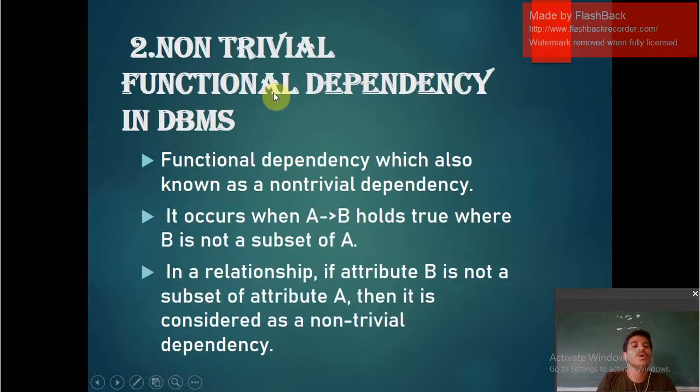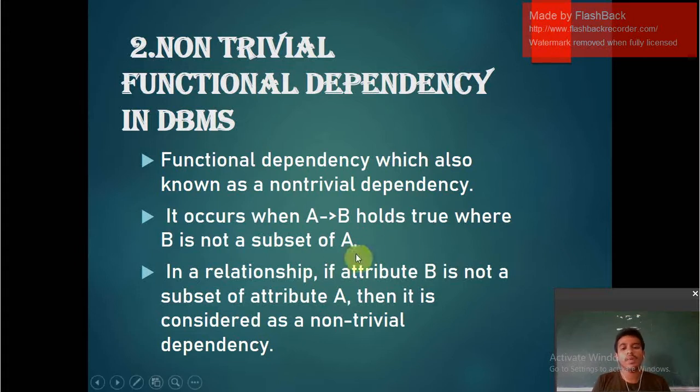And next, we are moving to non-trivial functional dependencies. So what is a non-trivial dependency? Before, we discussed the trivial one, where B is a subset of A. In the non-trivial case, A determines B also holds true, but B is not a subset of A. So it is the reverse of the trivial dependency: the condition becomes true but B is not a subset of A.